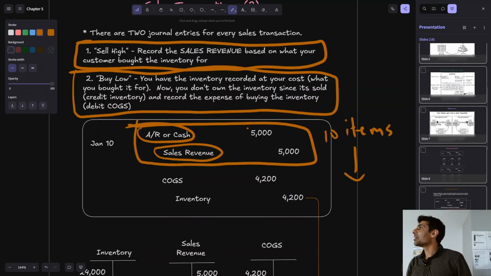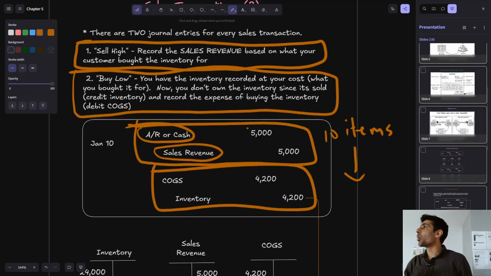You paid some amount for those 10 items at some point in time in the past. That's what this is going to be representing. This is your cost for the same items. So you're going to take them out of inventory. It's going to reduce your inventory balance, and you're going to expense it as cost of goods sold.